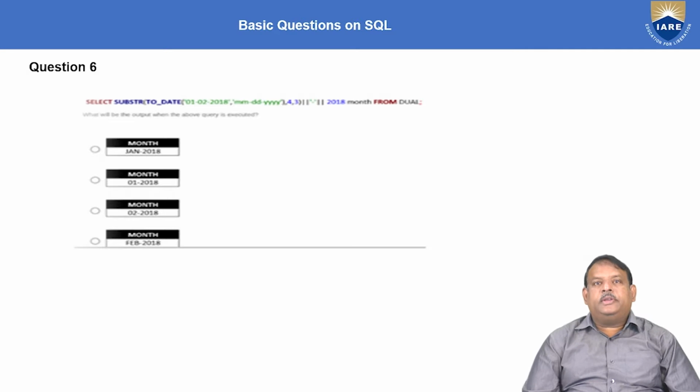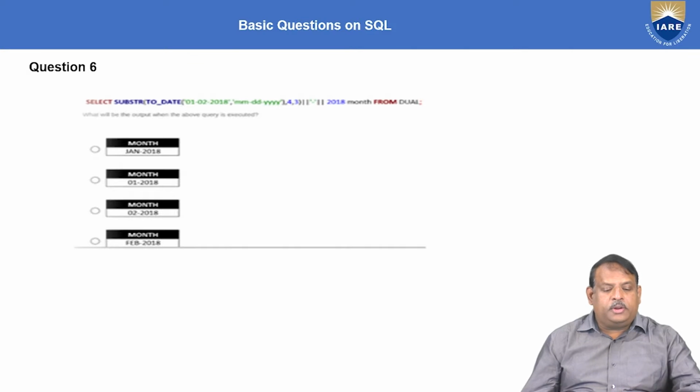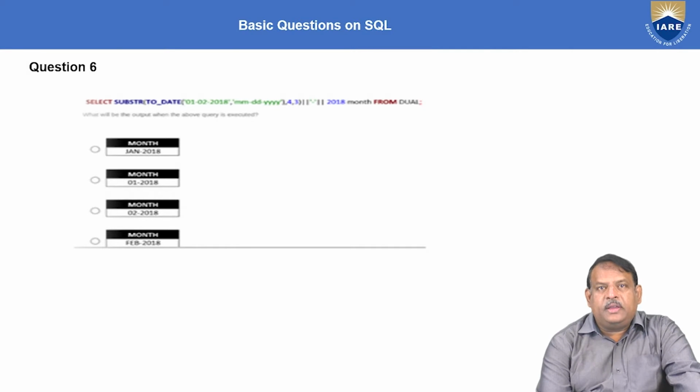Okay, here the question is, they are given an SQL query. We need to predict the output. Here they are given an SQL query and it has 4 options. We have to predict the output. What is the question? Select substring of to-date of a given value.